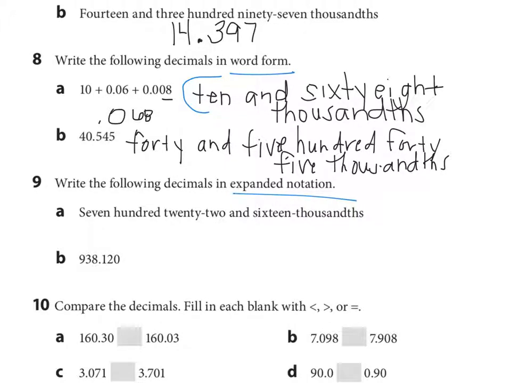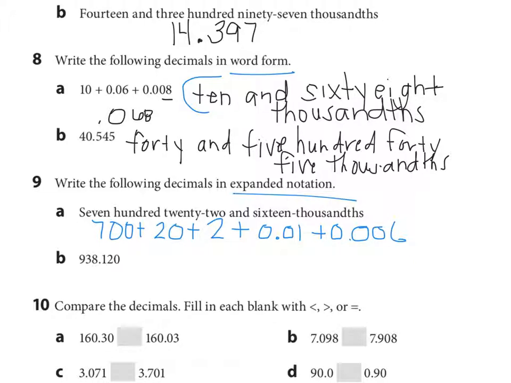772 and 16 thousandths. So expanded notation, we're going to write each place value separately. So first we have 700, then we have 70. So first we write the hundreds place, then the tens. How many tens? 7 tens. How many ones? 2. And 16 thousandths. We have 0 tenths, so we don't need to write that. We have 1/100th. We do need to include that. And then we have 6/1000ths. And we're going to write that also. So there is your expanded notation.